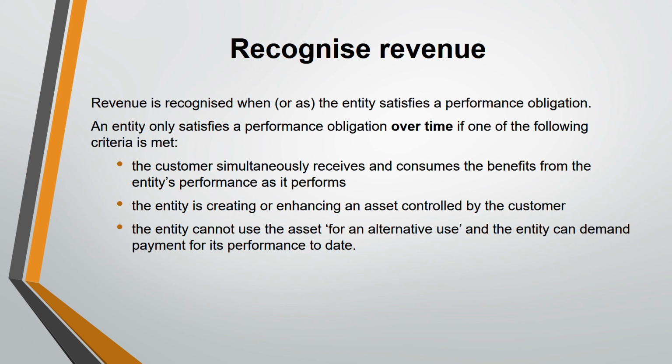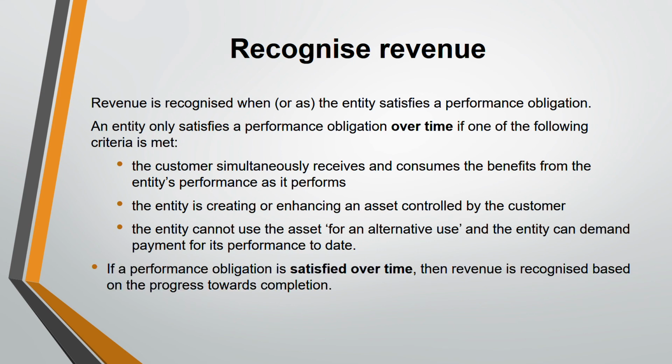That means you can recognize revenue over time in these three conditions. Otherwise, it will be at a point in time. If these three criteria are not met, revenue will be recognized at a point in time. As you can see, how do you recognize revenue over time when the obligation is satisfied over time? Based on the progress towards completion. This is the method. Whatever progress you have made towards completion, you will recognize revenue up to that much. For example, if you have built a building up to 60% only, only 60% of that revenue you will recognize.